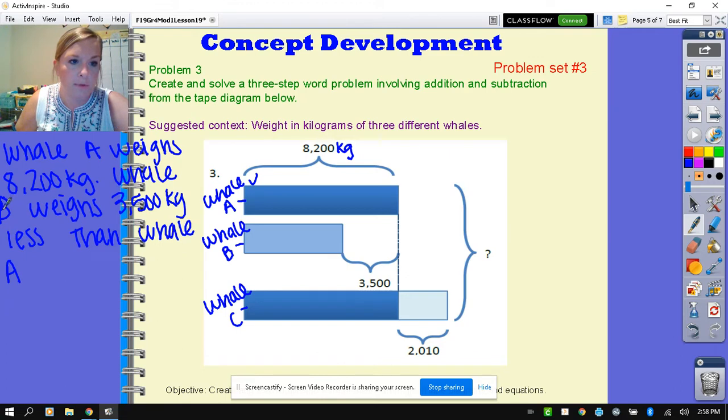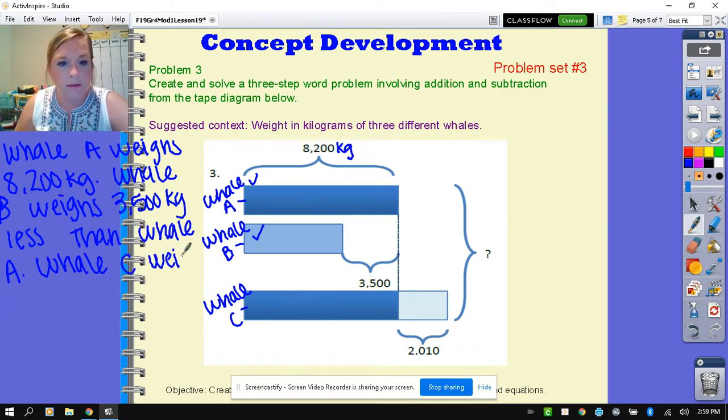Make sure this B up here looks like a B. I think it got cut off. Okay, so far we have whale A and whale B done, but now we need to do whale C. And whale C weighs 2,010 kilograms more, right? They would have to add to find whale C. You guys are going to have to add more than whale A.